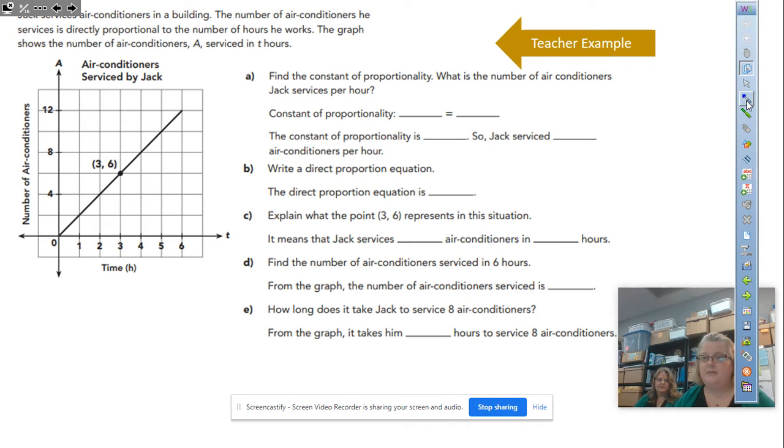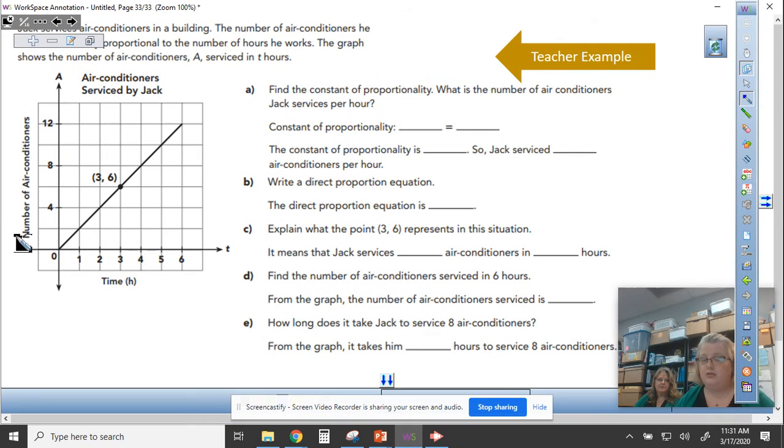On our next example, the data has already been graphed for us. The first thing it wants us to do is find the constant of proportionality. What is the number of air conditioners Jack services per hour? So here are the hours. Per hour means we're looking at this 1 hour right here.